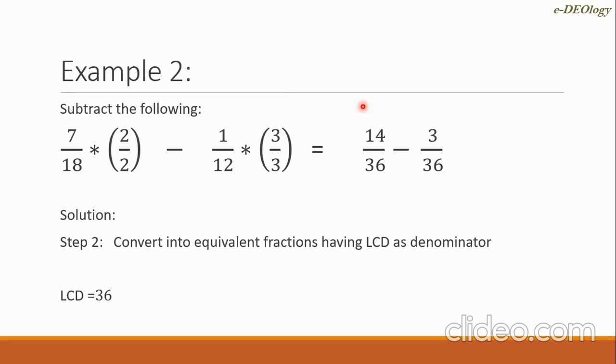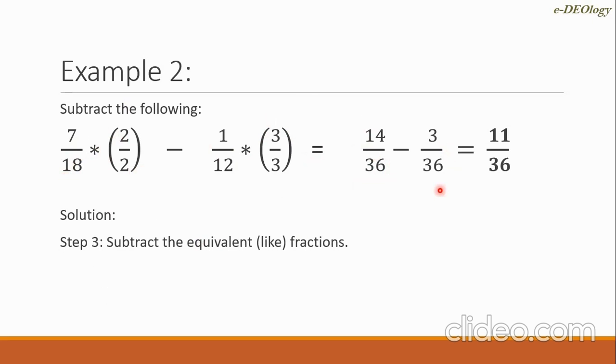Then we simplify. The first fraction becomes 14 over 36 because 7 times 2 is 14. Of course, 18 times 2 is 36. Then minus. The second fraction becomes 3 over 36. Then step 3, we simply subtract: 14 minus 3 equals 11 over 36.